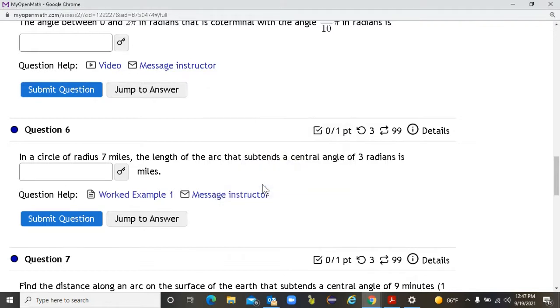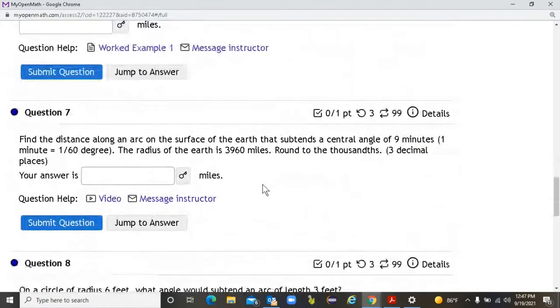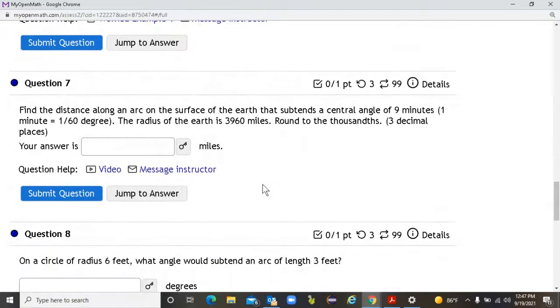Okay, so let's look at the next one. Goodness gracious.